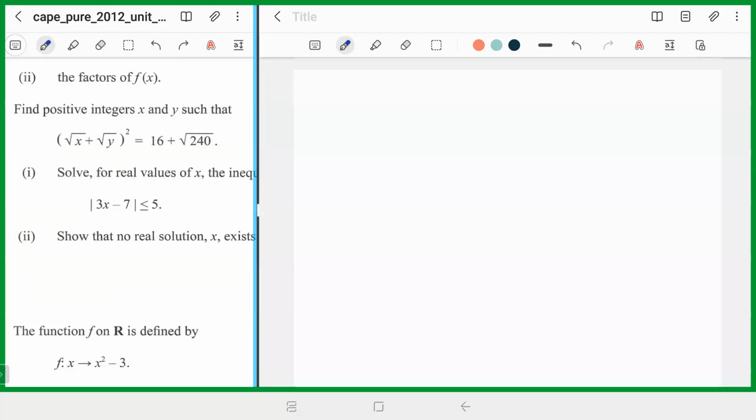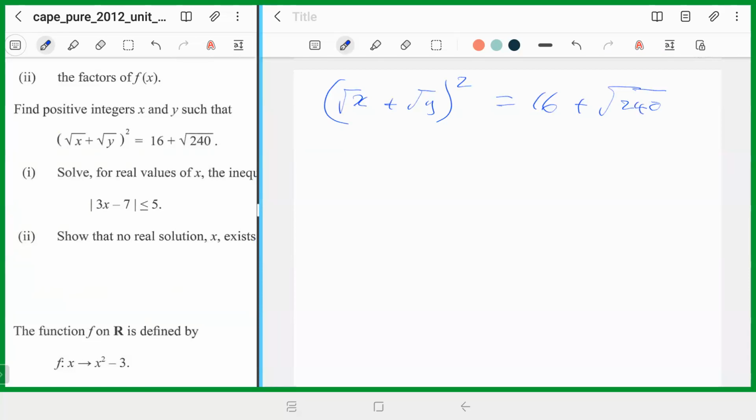There's a comparison you have to do. You have to expand this out, see what it becomes, and then compare the values. I'm going to set up the equations again. So I have the root of x plus the root of y, all squared. They are telling us that this is the same as 16 plus root 240.